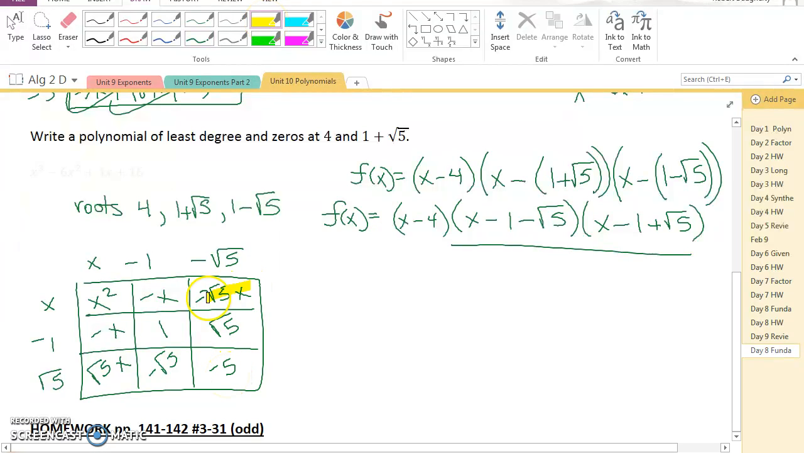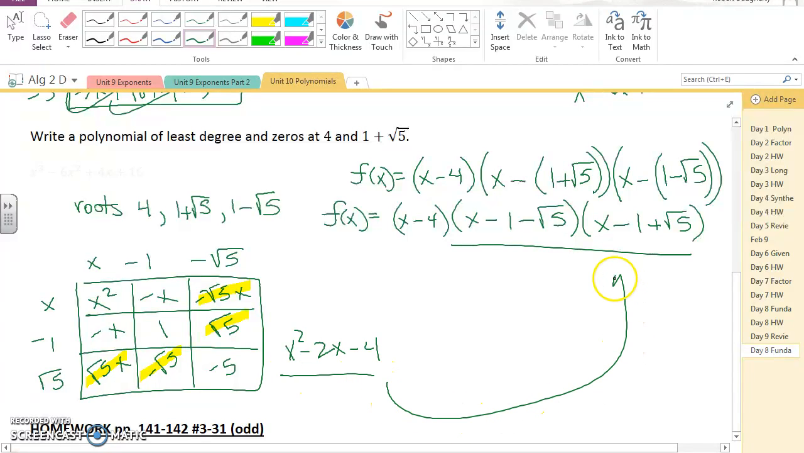And so what we see here is this negative root 5x cancels with the positive root 5x. Positive root 5, negative root 5, they go away. And what I'm left with from this multiplication is x squared minus 2x, and then the 1 minus 5, that's minus 4. Okay? So if I go back, what I just found, that's going to get substituted in this equation. So I'll have f of x equal x minus 4 times x squared minus 2x minus 4.